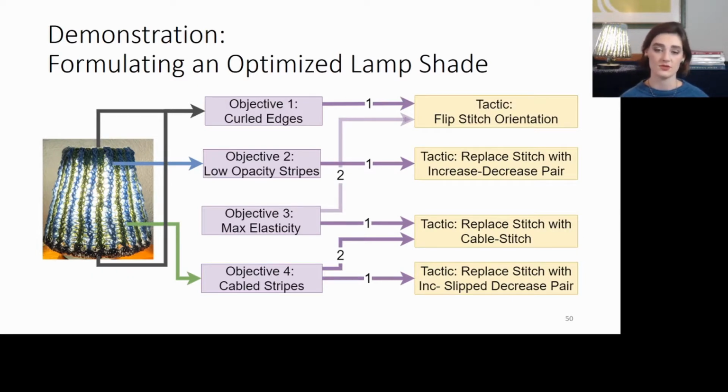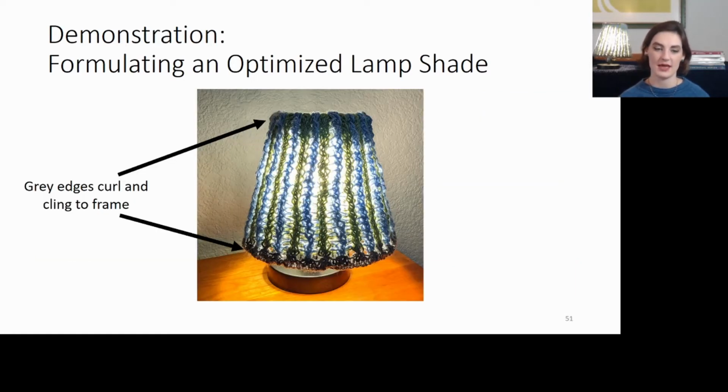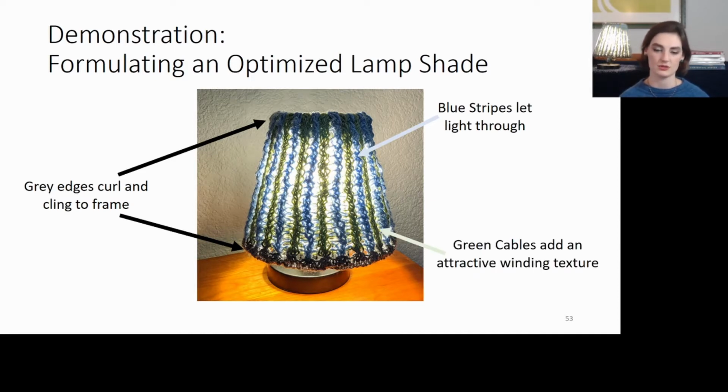Using domain knowledge from knitting, we know that we can use the flip stitch orientation tactic to affect the curl and max elasticity objectives, because this will align the stitches. And we can add in increases and decreases to create eyelets, which create a lace pattern. Additionally, we can add in cable stitches and a particular type of increase-decrease pair, which appears like a cable, to create a cable pattern. And the resulting lamp has gray edges that curl in and cling to the frame, blue stripes that let light shine through, and green cables that add a nice attractive texture to it.